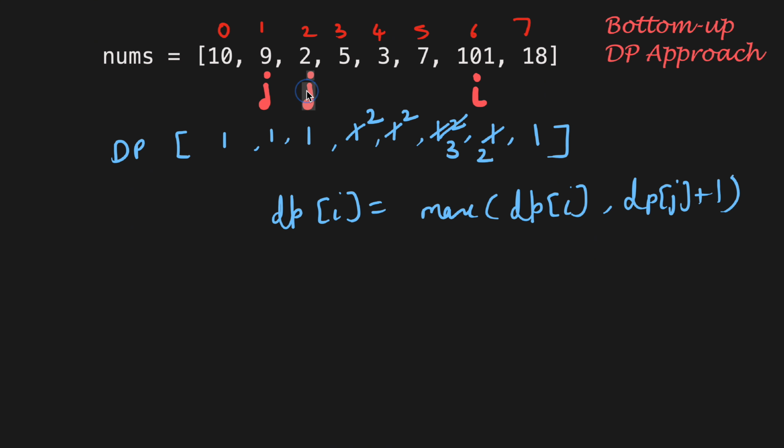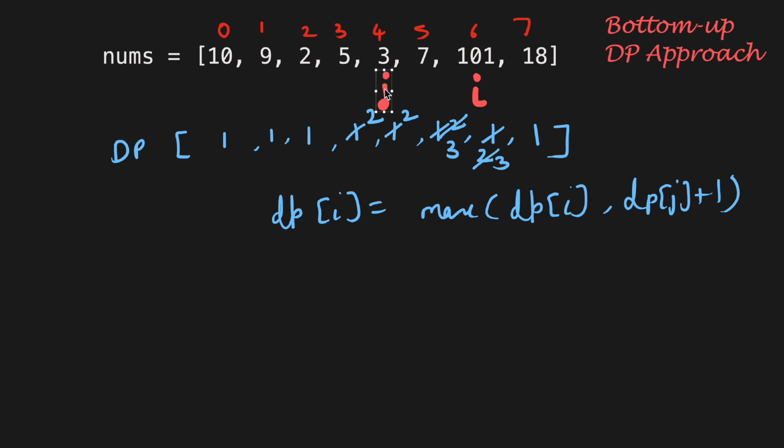Then we move j to index 2 where element 2 is also less than 101, and hence will result in dp of length 2. So dp of 6 stays 2, and then we move j to index 3, where since the element 5 is less than 101, dp of 6 becomes 1 plus dp of 3, which is equal to 3.